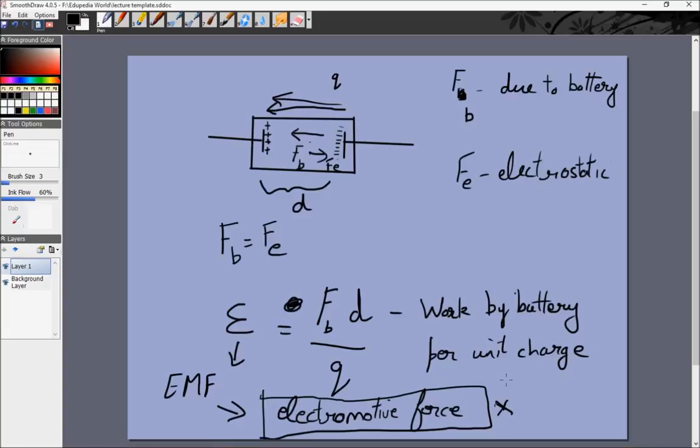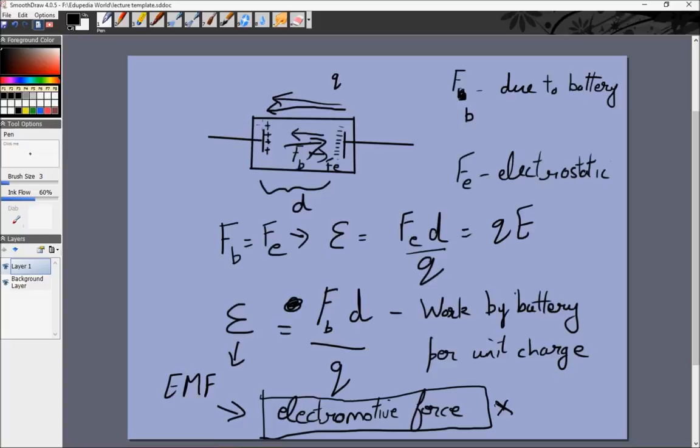E is called EMF or electromotive force, even though it is actually the work done by the battery per unit charge. Right. Now this is something that will always happen, but let's look at what will happen in steady state, that is when FB is equal to FE. In that case, we can write E as FE d by Q. Right. Now FE can be written as Q times the electric field in this direction. Remember, FB has no corresponding electric field because it is the non-electrostatic force due to the battery.